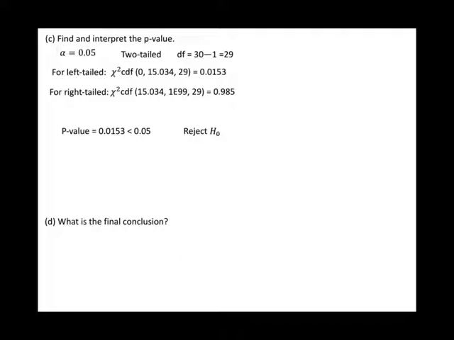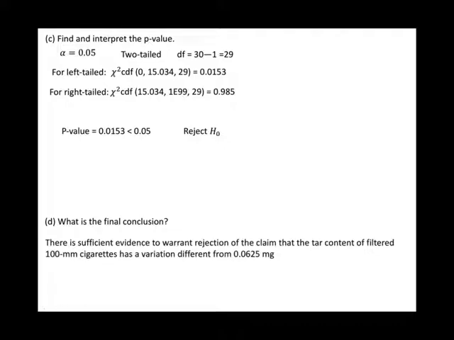Okay, D, what is the final conclusion? Which conclusion are we going to use? Number 1, number 2, number 3, or number 4 conclusion? First, the alternate hypothesis is not equal to, which is 2-tail, so we will use the number 3 or number 4 conclusion. And second, that is a reject, okay? Reject the null hypothesis. So we're going to use number 3 conclusion. So that's sufficient evidence to warrant rejection of the claim that, and then you're going to write down the claim statement.